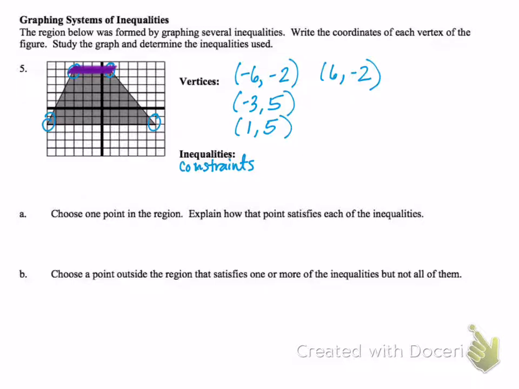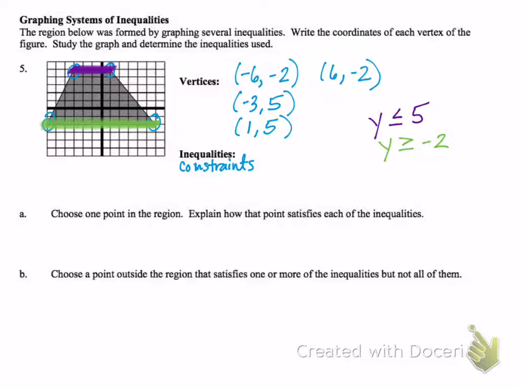Y equals 5. It's shaded below that, so is it going to be a greater than or less than? A less than or equal to. So I'm going to say y is less than or equal to 5. And if I did that for the top one, let's look at the bottom line. What would the inequality be for the bottom horizontal line? Good. Y is greater than or equal to -2.